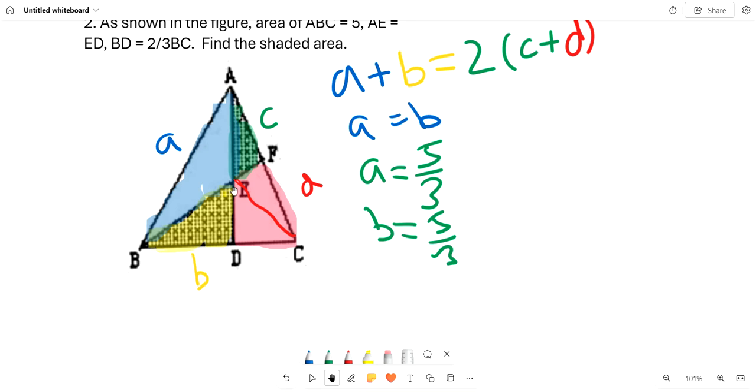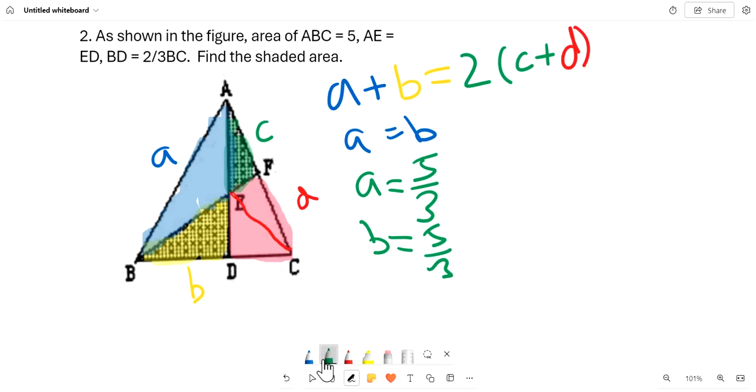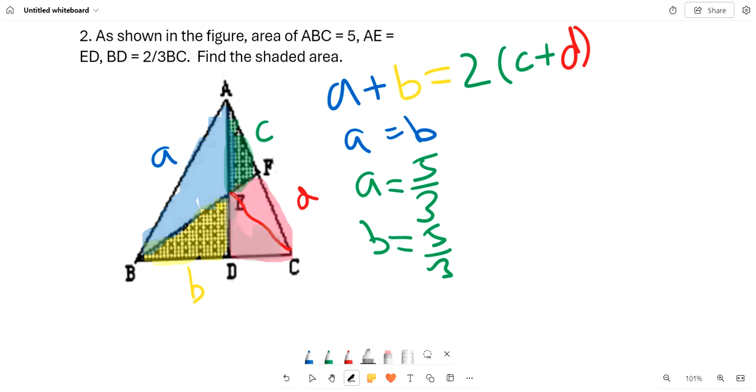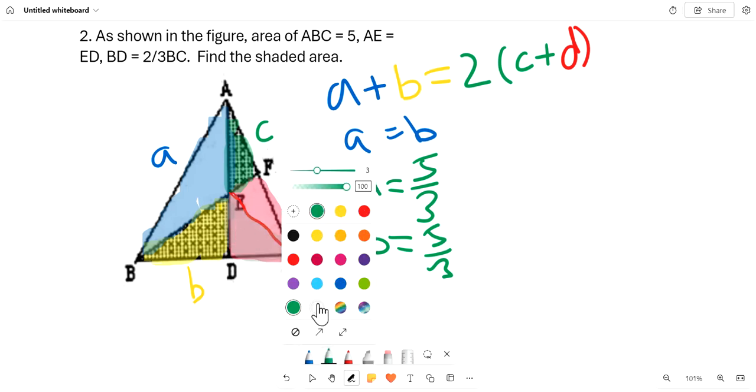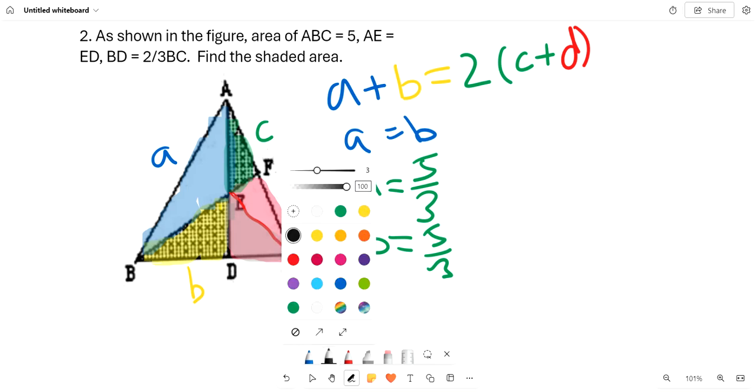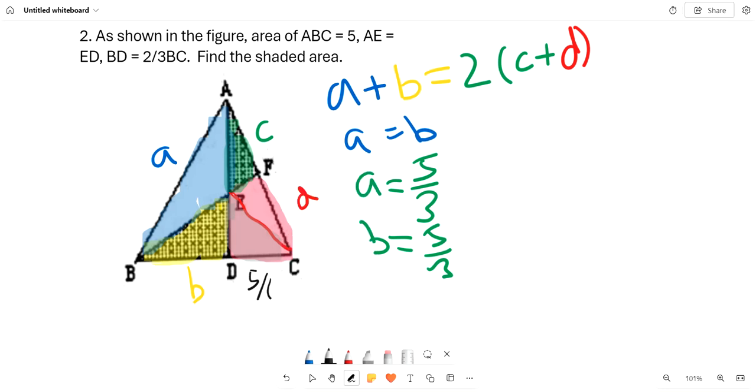BDE is 2 times EDC because the base is 2 times. So that means this part over here is equal to 5 over 6, which is 5 over 3 divided by 2.